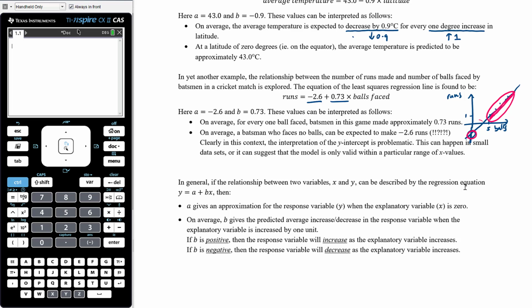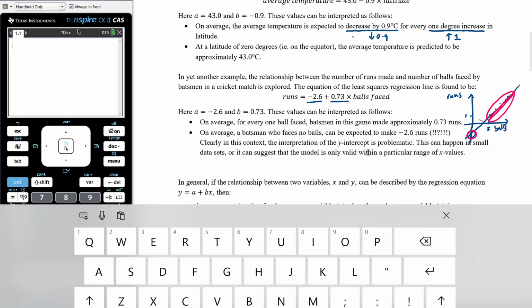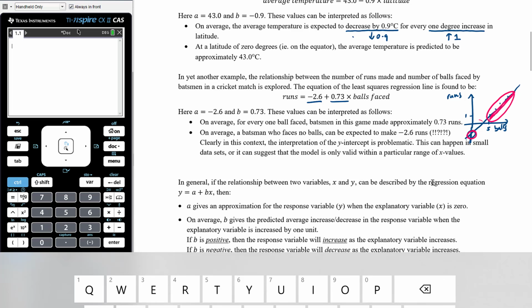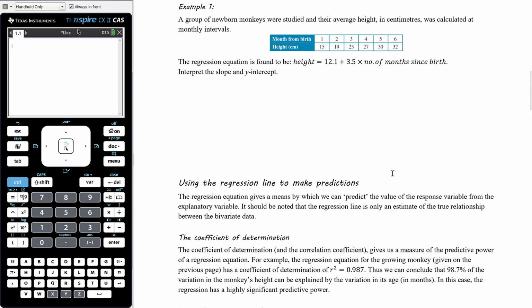So generalized interpretations: A gives the approximation for the response variable when the explanatory variable is 0. And on average, B gives the predicted average increase or decrease in the response variable when the explanatory variable is increased by 1 unit. So if B is positive, we've got positive gradient, the response variable will increase as the explanatory variable increases. If B is negative, we've got negative gradient, the response variable is decreasing as the explanatory variable increases. My apologies.